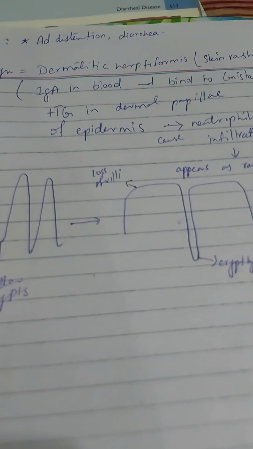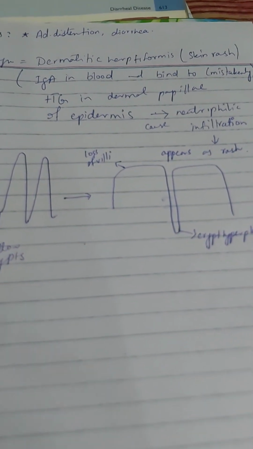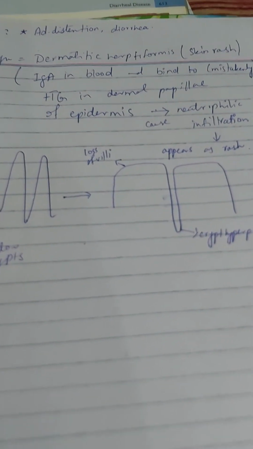celiac disease is dermatitis herpetiformis. What does that mean? It's actually a skin rash. That is a clinical presentation of the disease that occurs in individuals. It is not a definite reason behind the disease, but we can see patients of dermatitis herpetiformis because it is related to celiac disease.